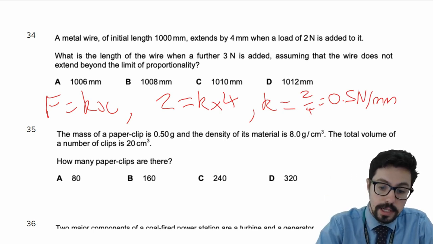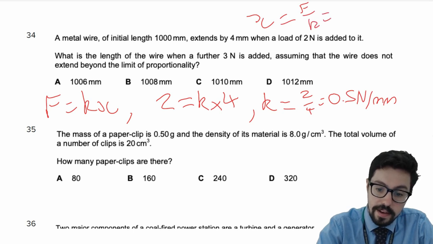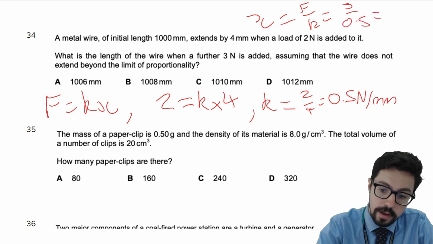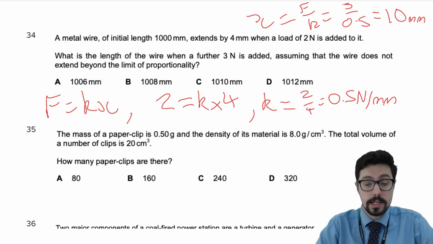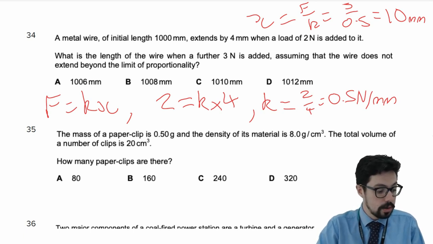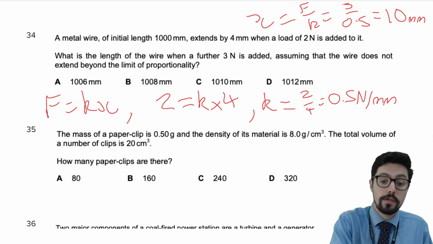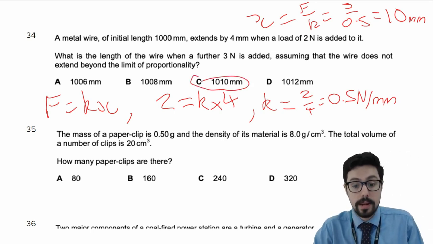So I'm gonna rearrange that equation. I'm gonna put it up on the top here. X equals F divided by K. My new F is 5. My K we found earlier was 0.5. So that is an extension of 10 millimeters. Okay, that's an extension of 10 millimeters. It had an initial length of 1,000 millimeters. So in total, I've got a new length of 1,010 millimeters. C.